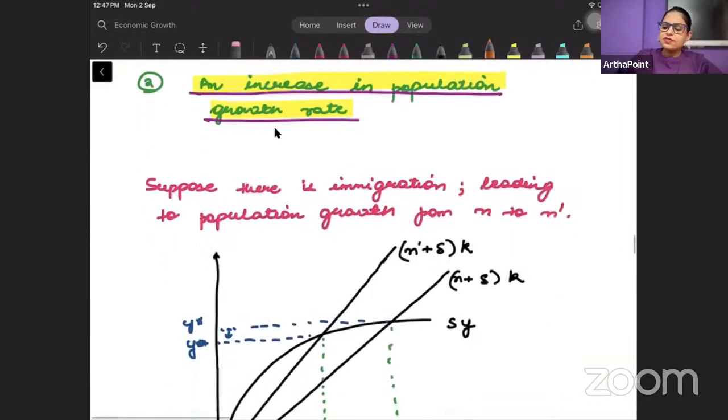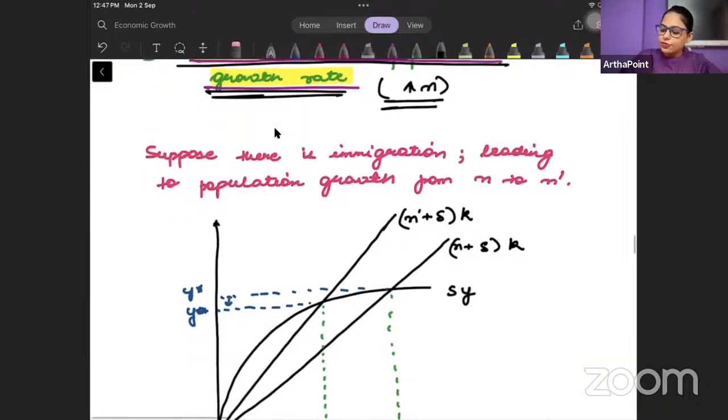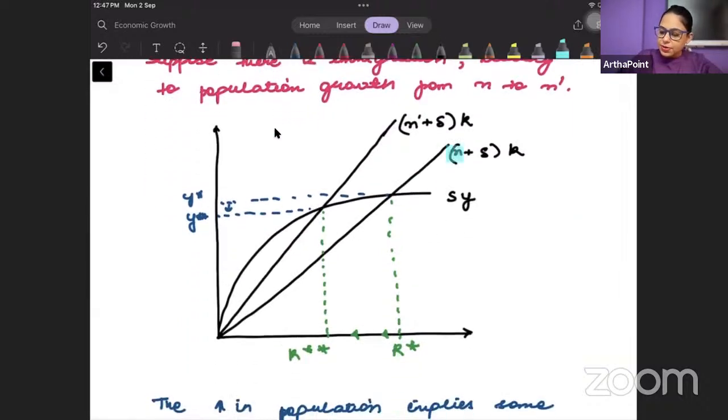The second thing that we can look at is an increase in the population growth rate. That means an increase in the value of N. Now, if you notice, the N value is depicted through this curve. ये वाला curve N को represent कर रहा है. So when there is an increase in the value of N, this curve will shift upwards. ये curve upward shift हो जाएगा. And you notice that this is what it represents, N plus delta K.